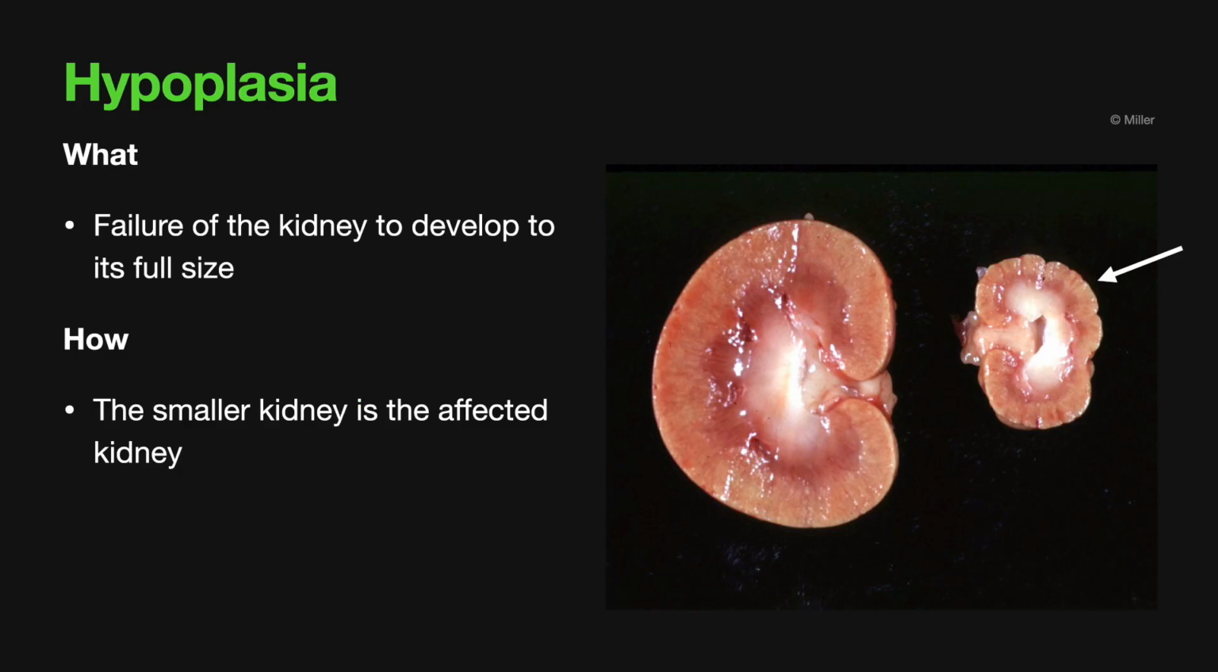We will start with some congenital anomalies of the urinary system. The first one that we're going to look at is hypoplasia of the kidneys. Hypoplasia is failure of an organ to develop to its full size. So in the kidneys, you can identify this by seeing that one kidney is much smaller than its partner. In this case, the small kidney is going to be the affected one.